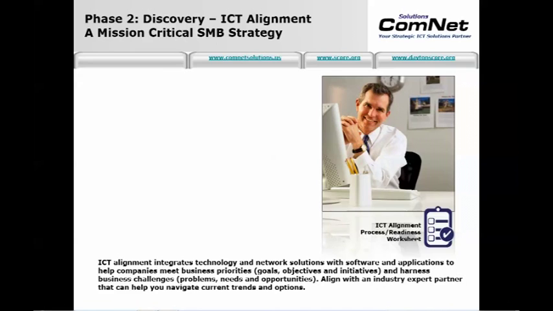Move on to discovery. ICT alignment is a mission-critical business strategy. And as you see there on your right, there is a form that if you download, it talks about the alignment process on the front of the form. And on the back is what we call a readiness worksheet. In other words, it is now a good time for you to evaluate your ICT infrastructure and network and potentially upgrade it or replace it.